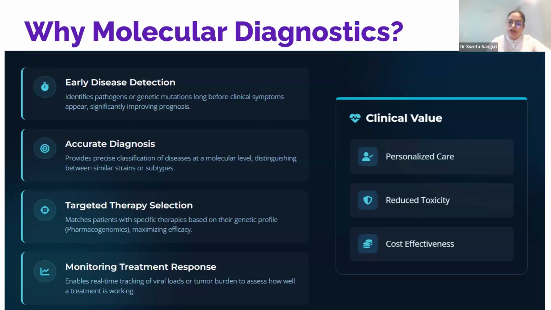So without molecular testing, the doctor will not know which patient will benefit from which treatment. This is the key idea behind molecular diagnostics. So I hope I'm able to explain why we are talking about molecular diagnostics and why we are going towards precision medicine. This is the base. This is what I wanted you all to know. We start from here, and then we will go further and try to understand more about molecular diagnostics.